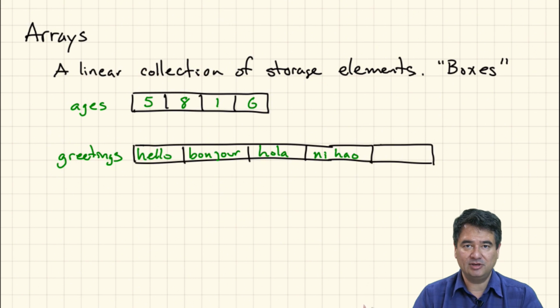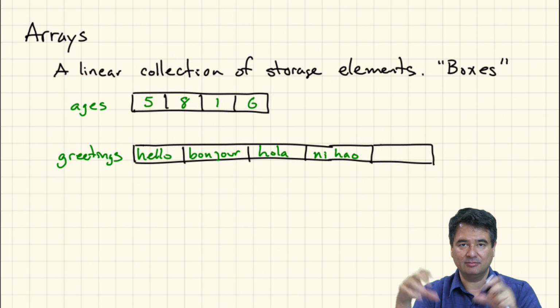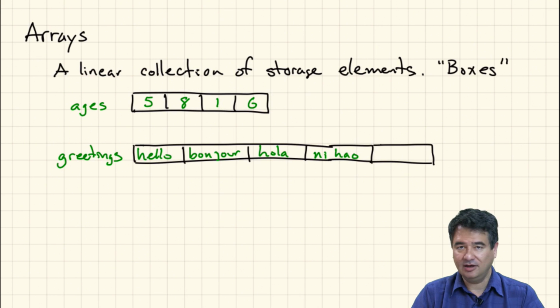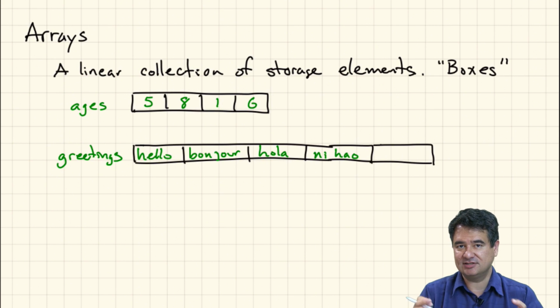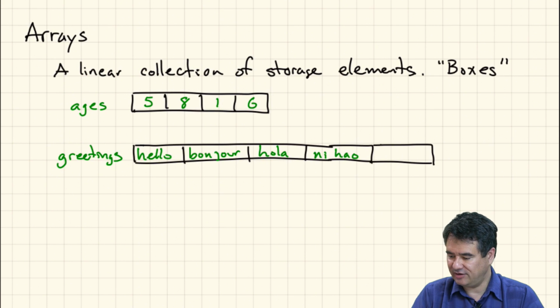You can think of them as being kind of like boxes where you can put things into the box and you can take things out of the box. But the idea is that instead of having, let's say, 4 individual variables that holds 4 numbers, you can have an array of numbers held under one single name. Like here I've got an array called ages that holds 4 integers, 5, 8, 1, and 6.